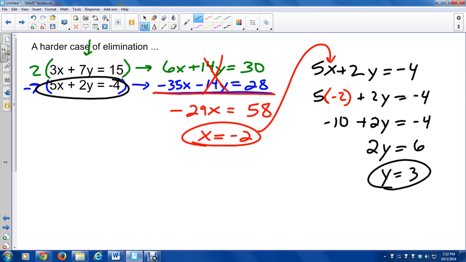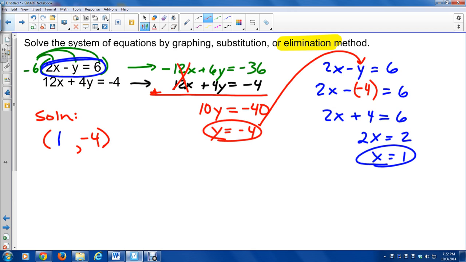For my second part of my solution, I'm assuming that you will want to put your answer into a coordinate form, which is negative 2, comma 3. Okay, of course, we could graph this to double check it. We could also plug in the negative 2 and the 3, and double check that they work in both equations.